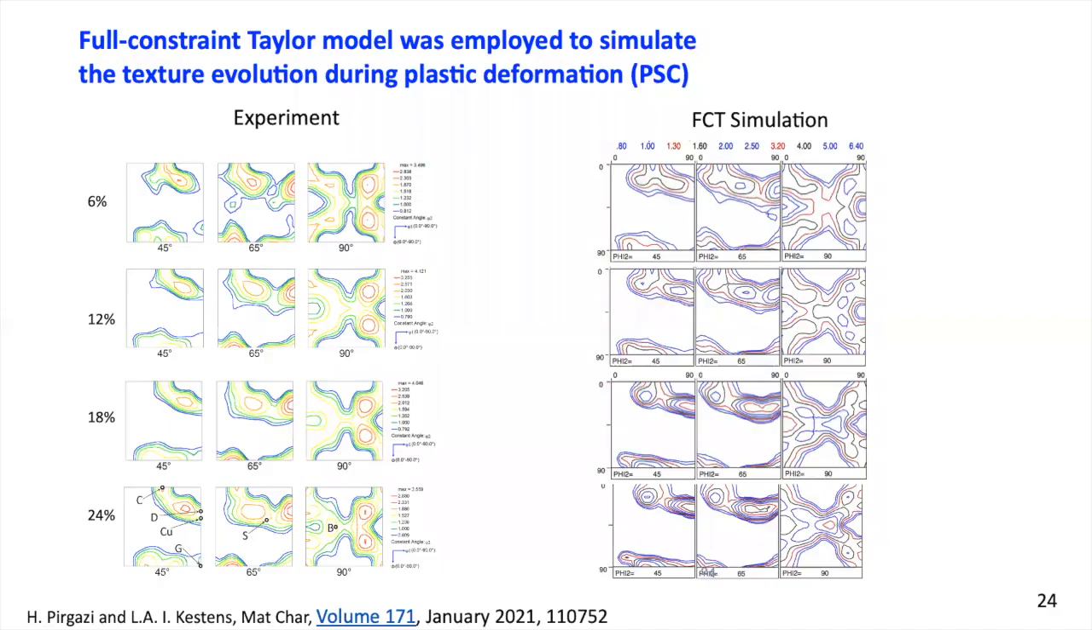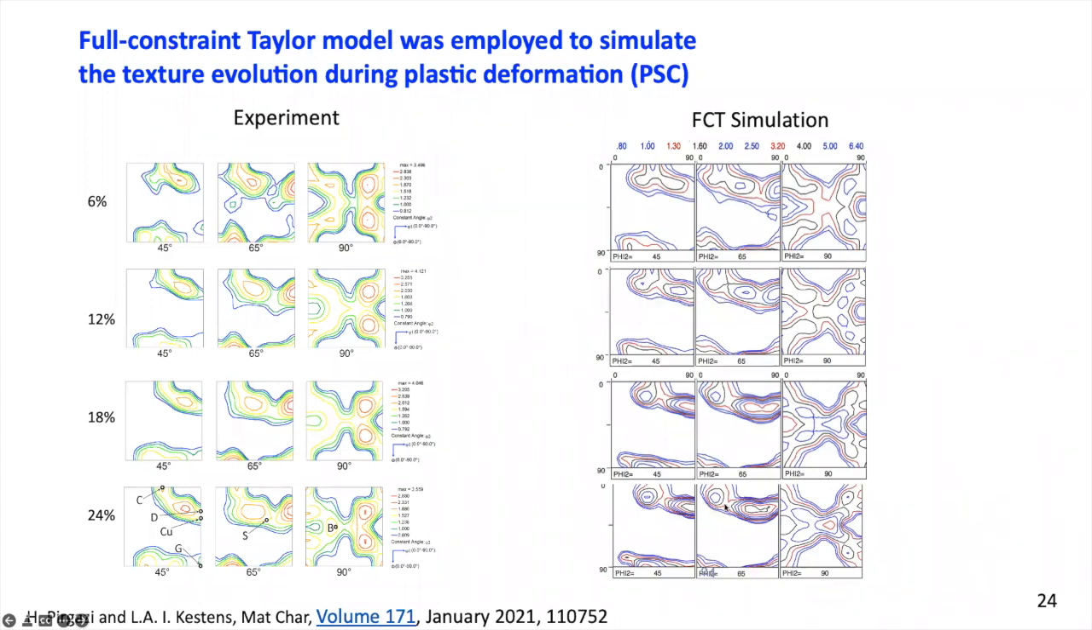If you look, this was an aluminium alloy, and what you saw was the strain increase from 6% to 24% rolling reduction at room temperature. And these are the experimental textures that are observed. For aluminium, normally we use the 45, 65, and 90 degrees sections. And this is the full constraint model.